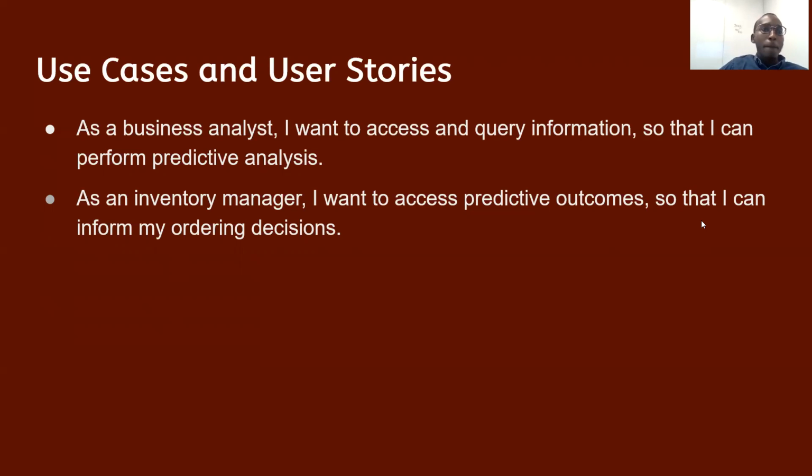So for example, the first example is as a business analyst. So that defines the role of the user to the system. I want to assess and query information. So that's the specific users want from the system, so that I can perform predictive analysis. So that's the corresponding value derived from the system. Another example is as an inventory manager, I want to assess predictive outcomes so that I can inform my ordering decisions.